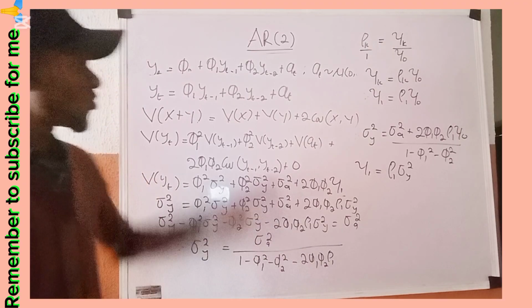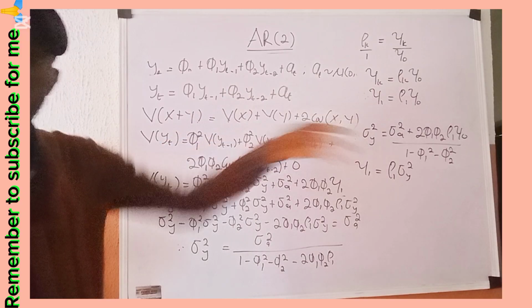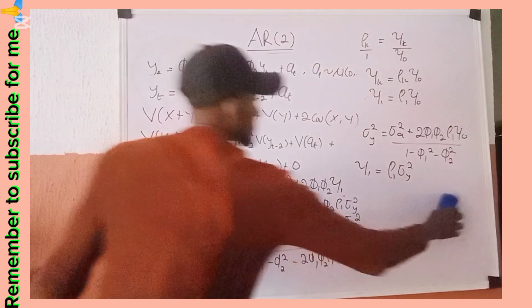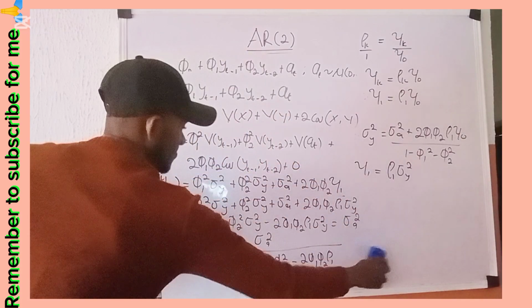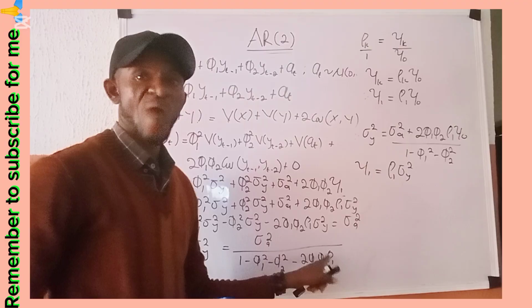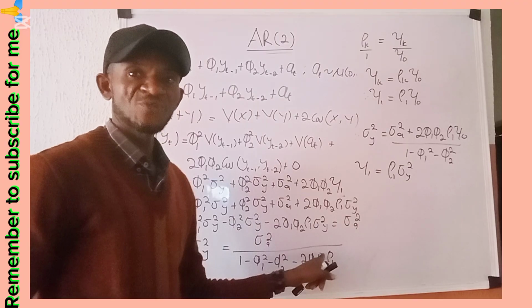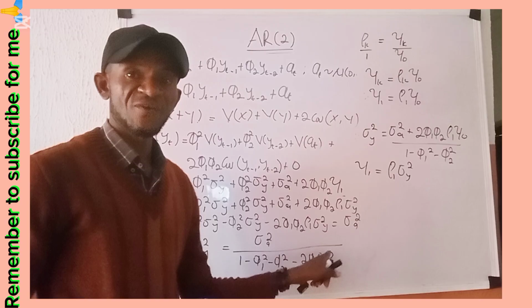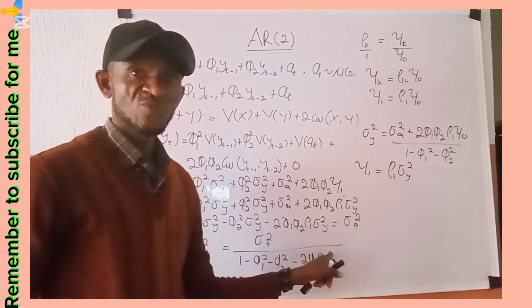So whichever way they ask you to show that, you'll be able to show it. Okay? Permit me to clean this while we talk about the next thing. Remember that the moment you have the value of rho 1, you can equally substitute it here.